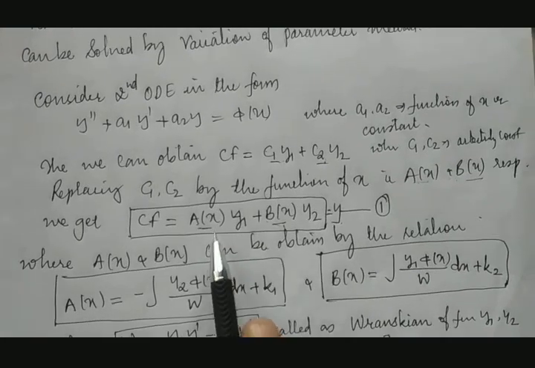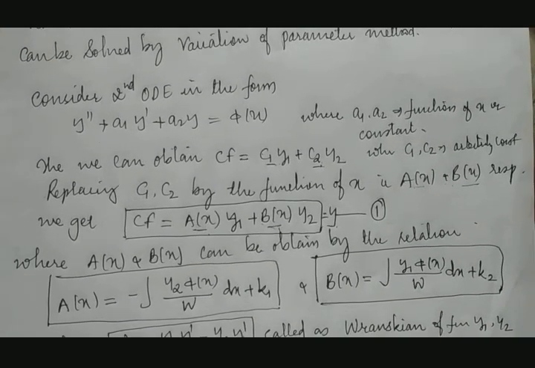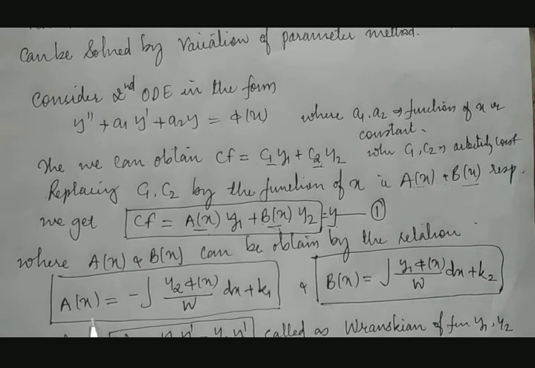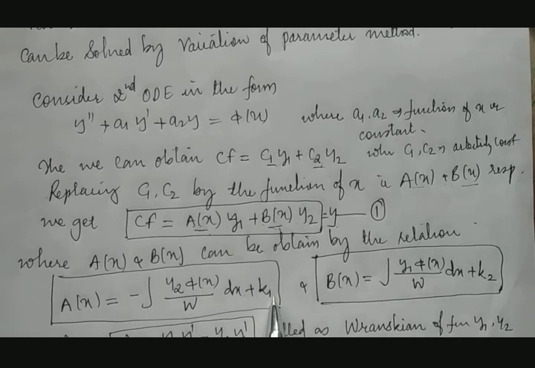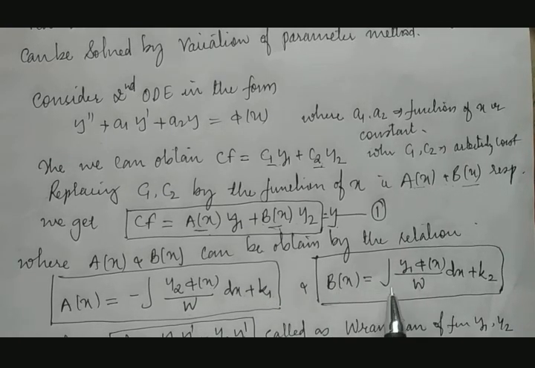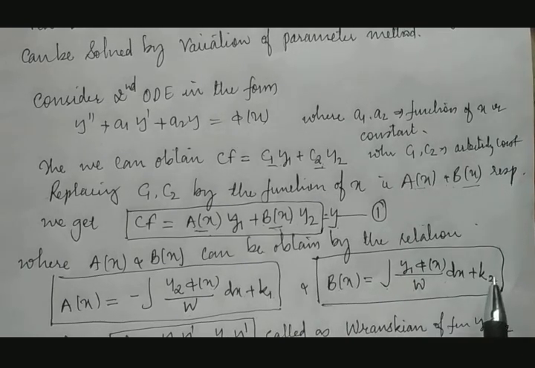Then after getting this, we need to calculate a and b. How to get a and b? For that there is a formula. A can be calculated by integration: a of x equals the integral of minus y2 phi of x divided by w with respect to x, plus k1. B of x can be calculated by the relation: the integral of y1 into phi of x divided by w with respect to x, plus k2.